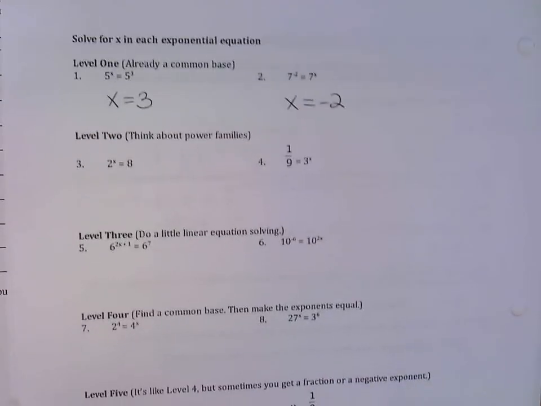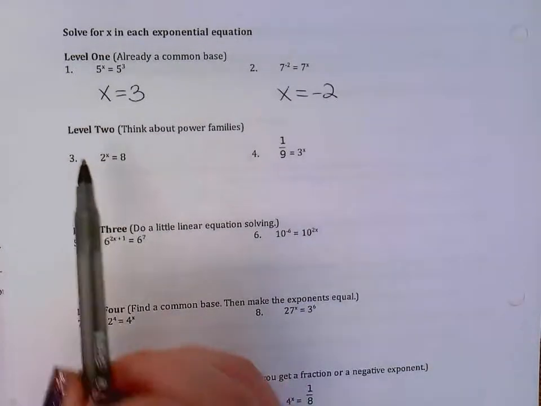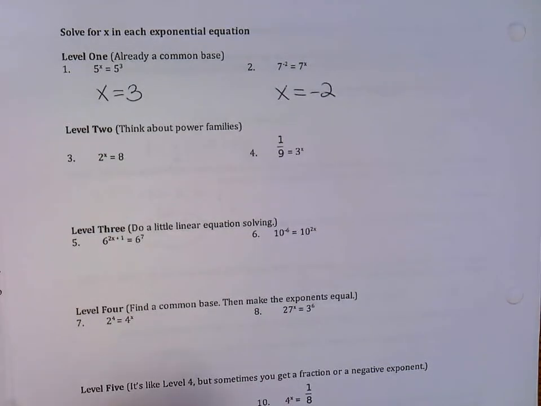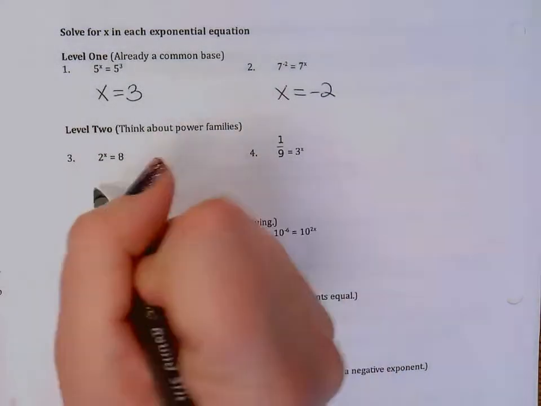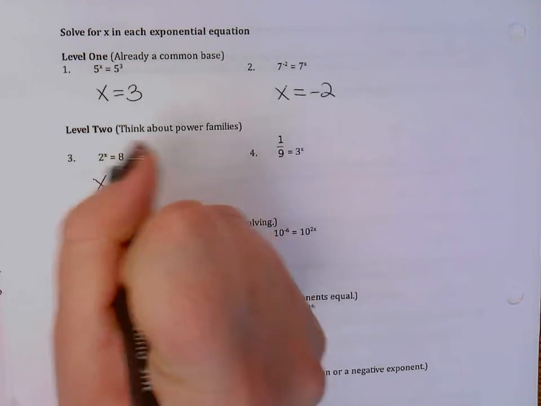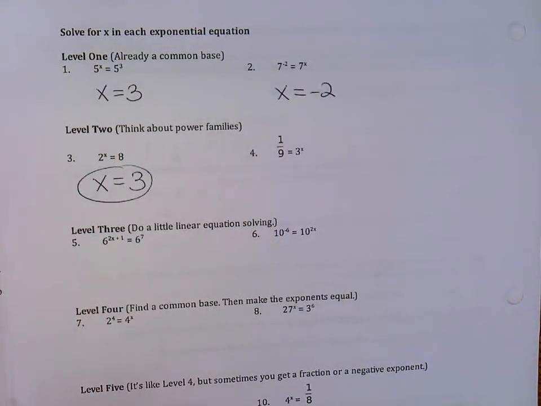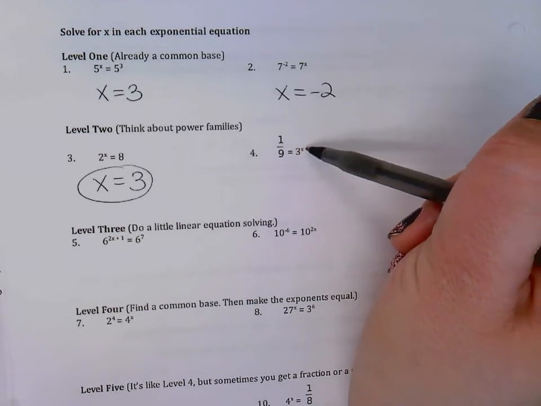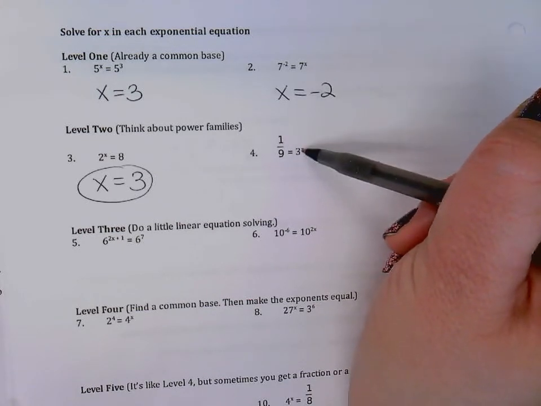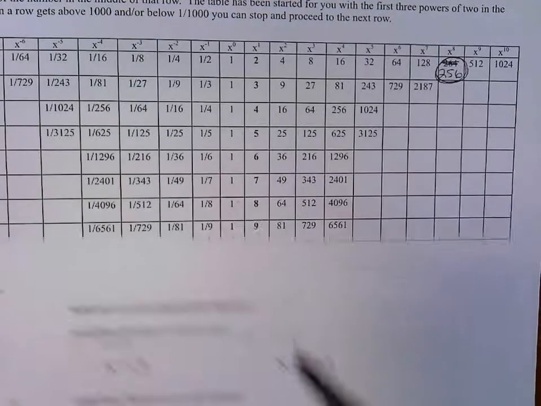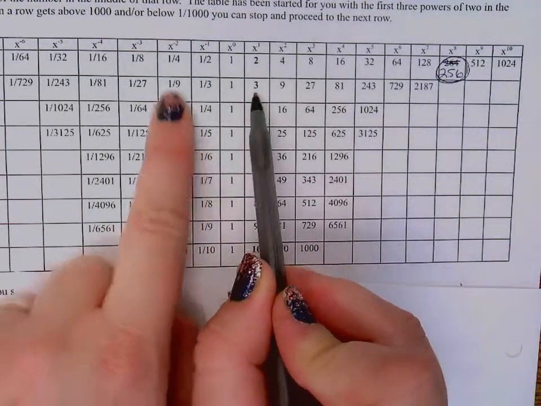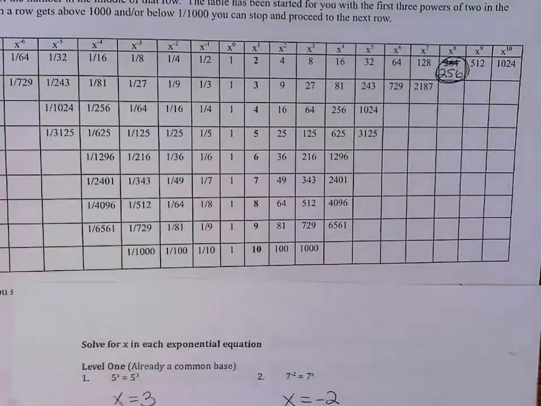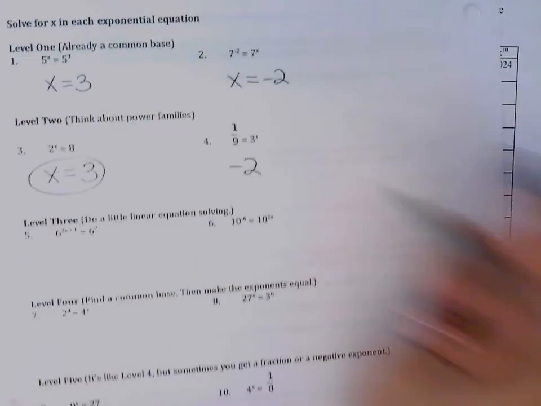Level 2, all of these is kind of mental math. 2 to what power will give me 8? So what would you say? X has to be 3, right? Because 2 cubed is 8. All right, what about this one? What power do I have to raise the power of 3 to get to 1/9? If you look over in your chart, here's 3, here's 1/9. It's the -2nd power because you're squaring it and you're flipping it upside down, reciprocal.